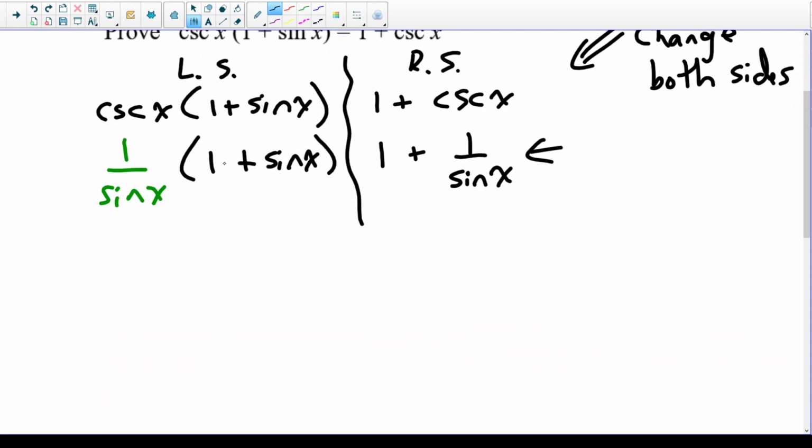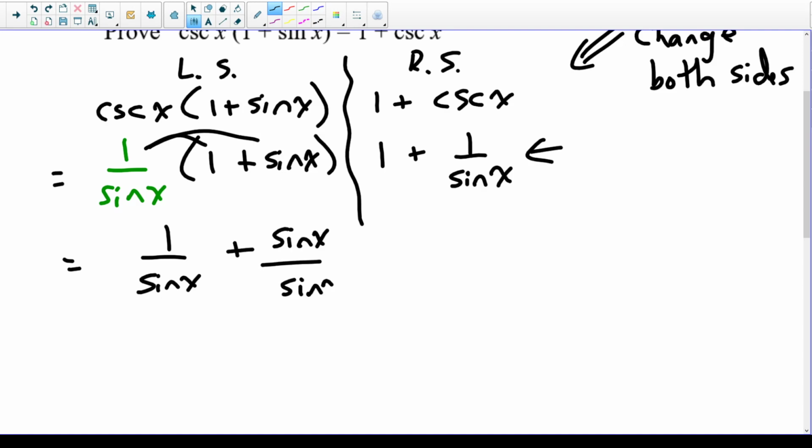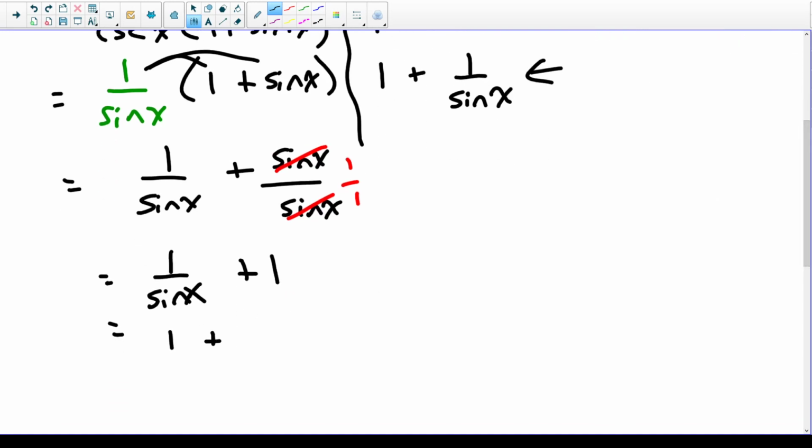On this side, what am I going to do next? Well, I'm going to distribute the 1 over sine x into the bracket. 1 over sine x times 1 is just 1 over sine x. And 1 over sine x, and I'm going to write this the long way. I'm sure some of you could probably simplify this quicker than this, but if I write it the long way, it would be sine x times 1 over sine x, top times top, bottom times bottom, right? Well, these two simplify. They're both the exact same thing, dividing each other to 1 over 1. And therefore, I have 1 over sine x plus 1. And if I rewrite that in the same order as the other side, which I technically don't have to do, I now have the exact same thing on both sides.